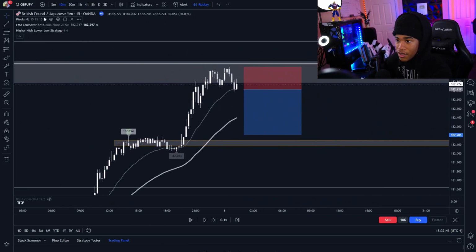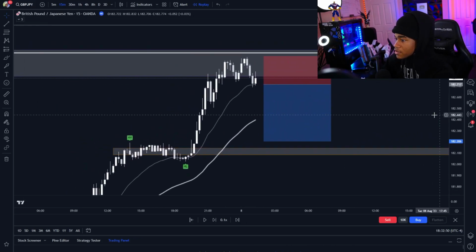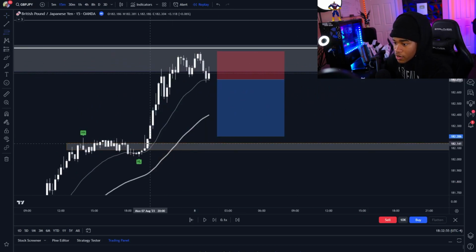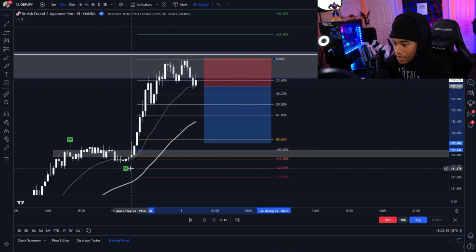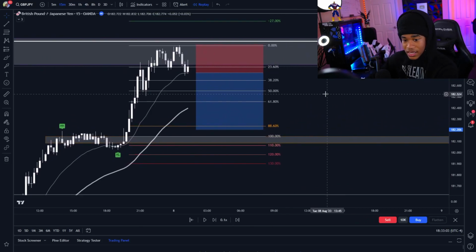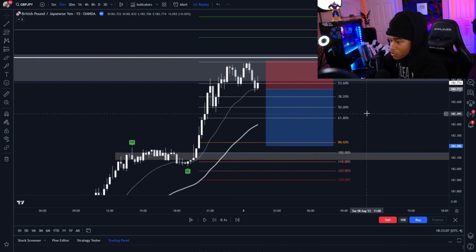I turn on my higher high, lower low strategy, so now I can better see market structure. Over here, I'm pretty much going to draw out something like this, where I have my Fibonacci, and I can see areas where price is likely to reject off of. If you don't know what a Fibonacci retracement is, I highly recommend you go ahead and learn what that is.